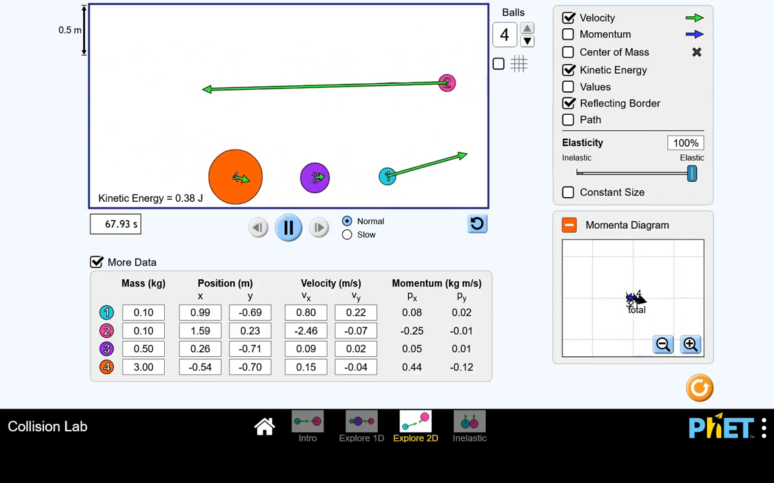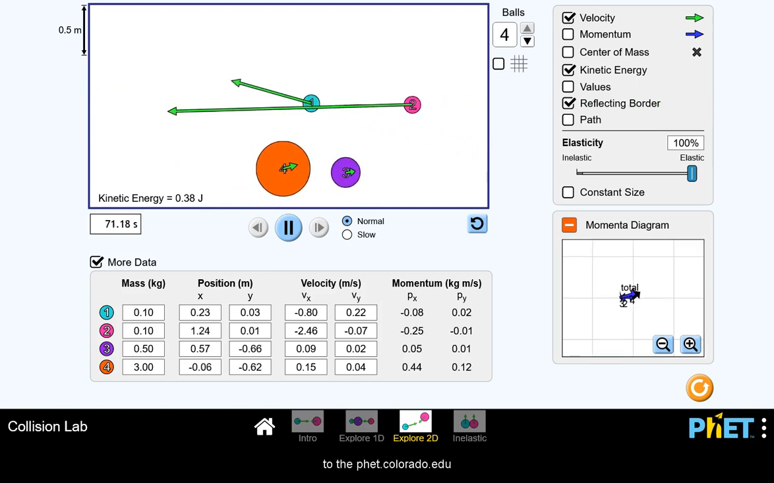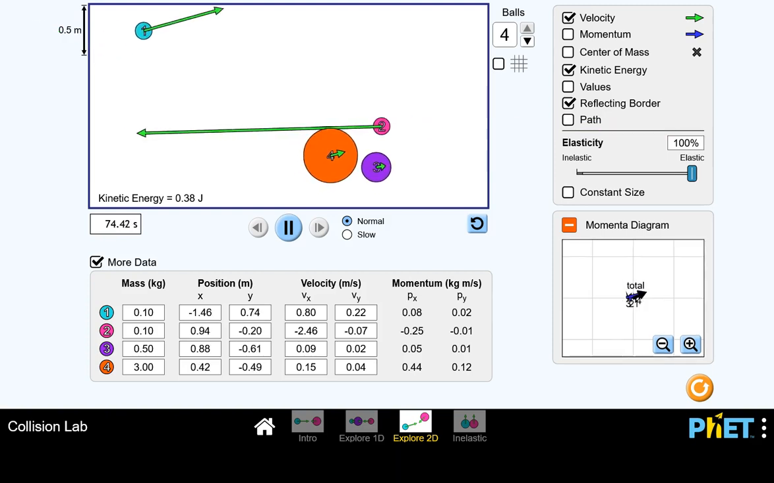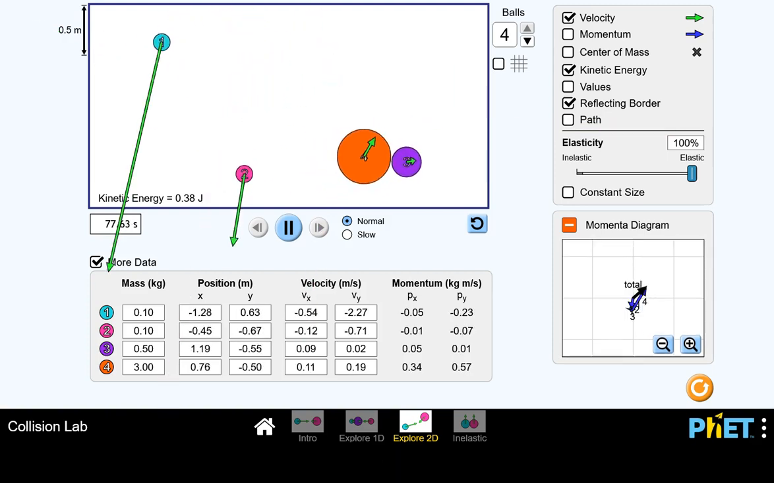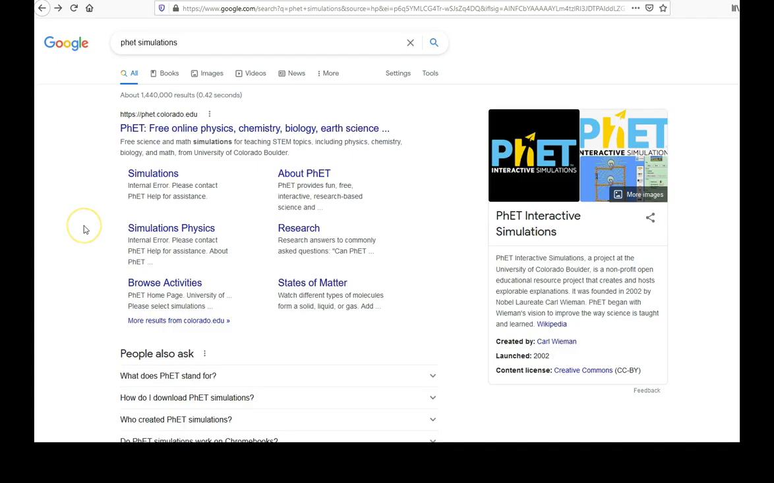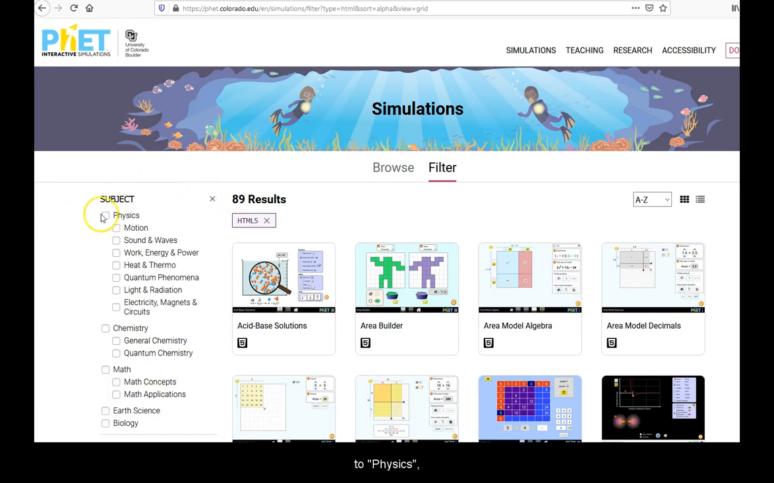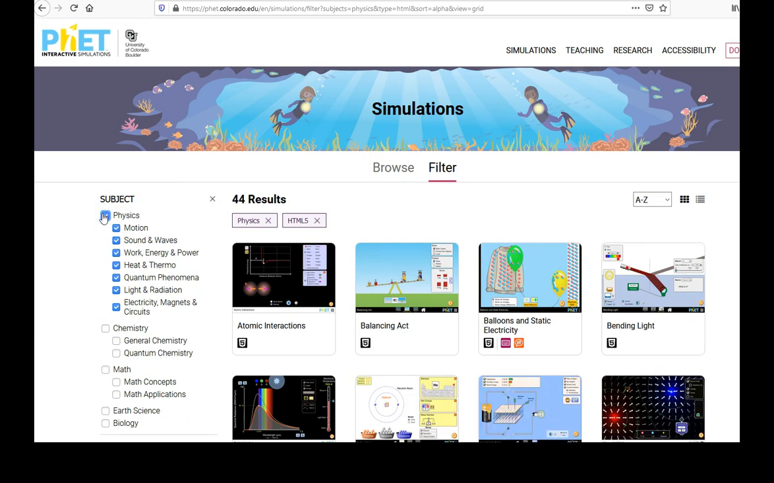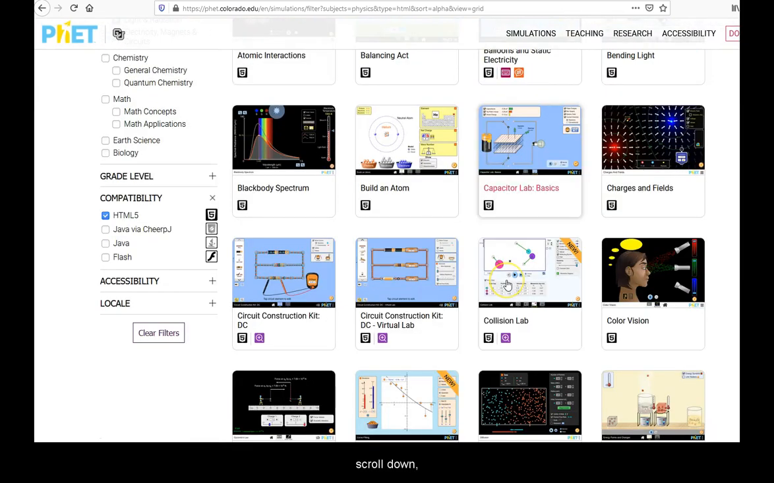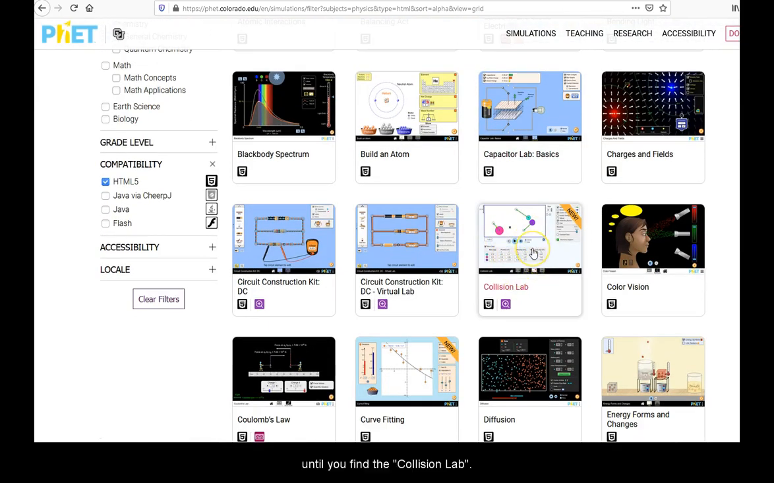This video will introduce you to the phet.colorado.edu Collisions Lab Simulator. To find the simulator, search for PhET Simulations and click on the Simulations submenu. Narrow your search to Physics, scroll down until you find the Collision Lab.